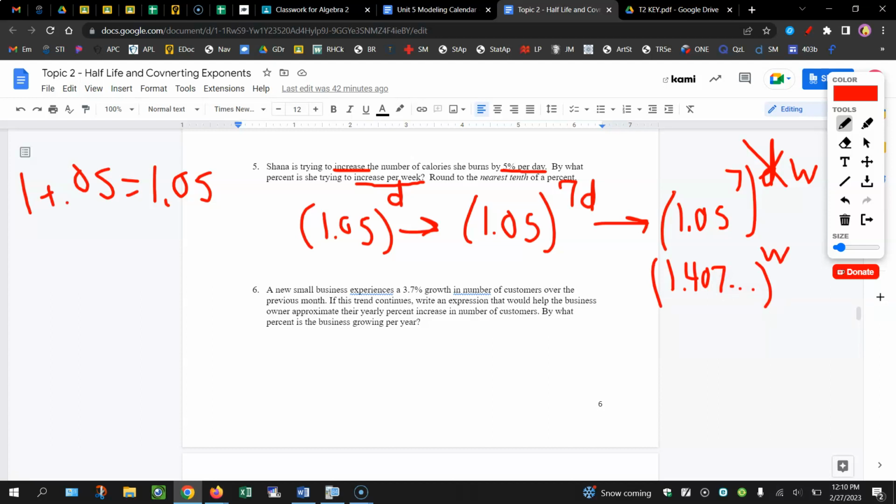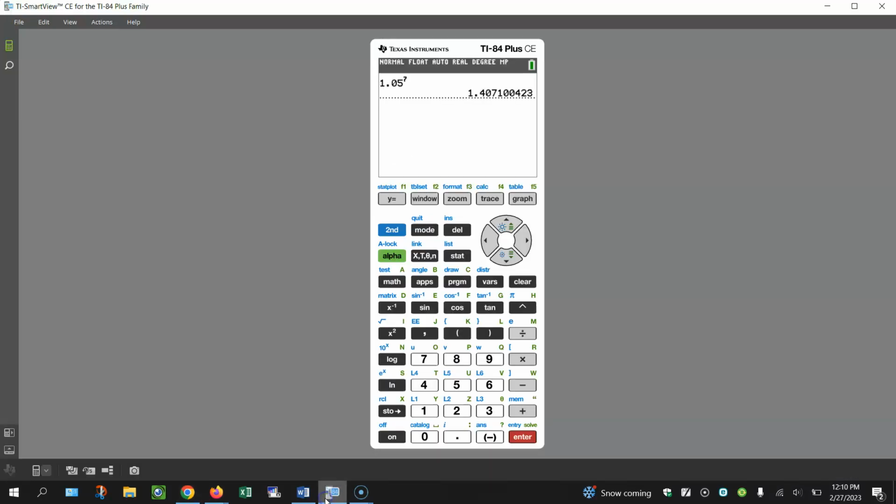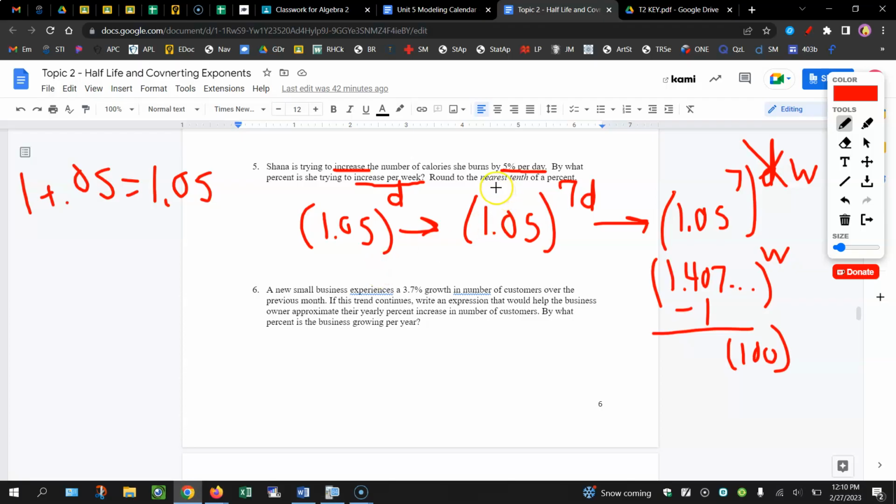Okay, it says by what percent is she trying to increase per week? So if we take and subtract 1 and then multiply that answer by 100. So if we go back to the calculator and we take this answer minus 1 and then multiply it by 100 to get the percentage, we're talking 40.71%, and we want it to the nearest tenth. So this ends up equaling 40.7% increase in calories burned for the week.